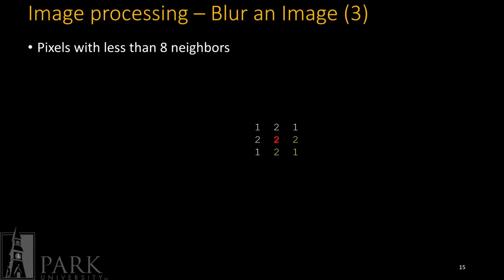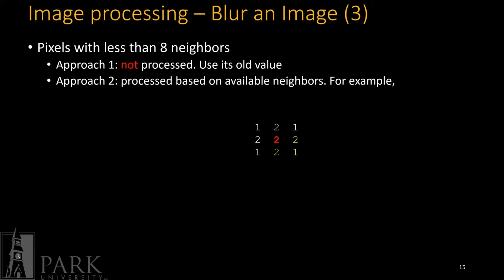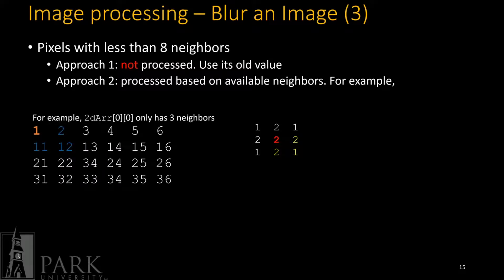Pixels that make up the border will not have 8 neighbors. For those pixels, we have 2 different options. One approach is to skip those pixels and just use their old values. Another approach would be to calculate their weighted average using only the available neighbors and their weights. For example, the element at row 0, column 0 in this 2D array only has 3 neighbors. You can see that right here, 11, 12, and 2.